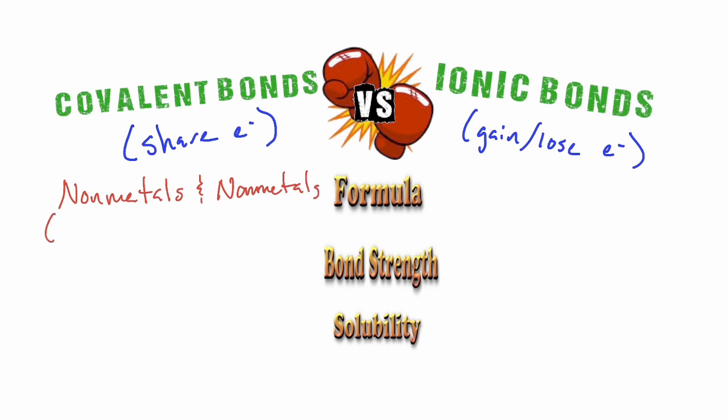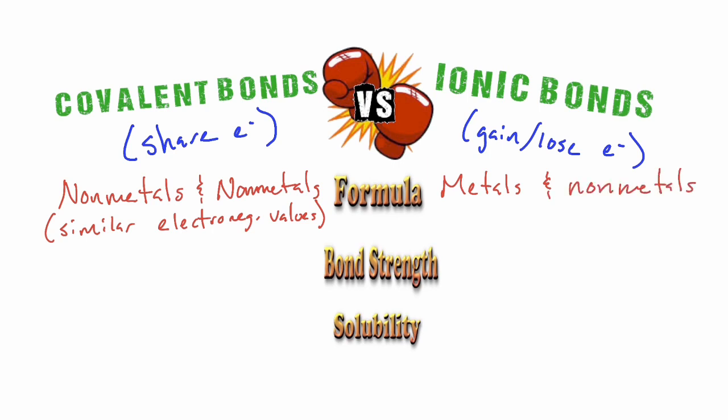And the reason that they're both nonmetals is that they're going to have similar electronegativity values. If they are closer to each other on the periodic table, then there's less chance that they're going to be stealing each other's electrons, and they're going to be sharing electrons. When you gain or lose electrons, it's because there's a huge difference in electronegativity, meaning that one atom can steal the electrons from another one quite easily. So that would mean that they are far apart on the periodic table.